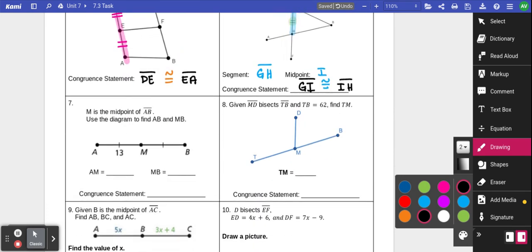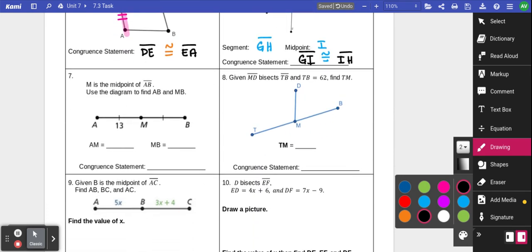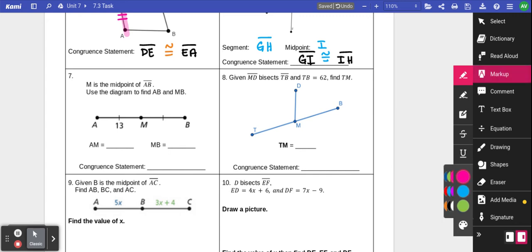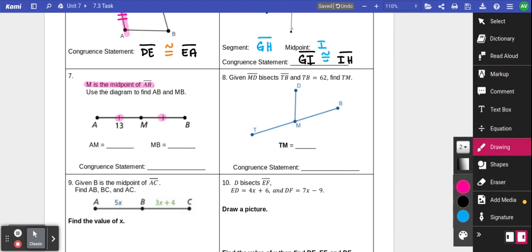The next thing we're going to do is use this with some numbers. So in the directions here, it says M is the midpoint of AB. And we can also see some markings in the diagram that show that those two segments are congruent. If that happens, then this is actually a typo right here. This should say AB. I apologize.